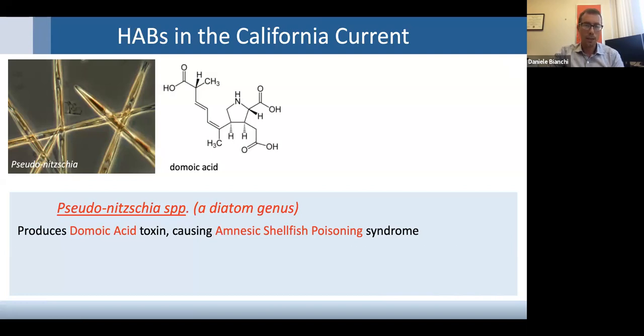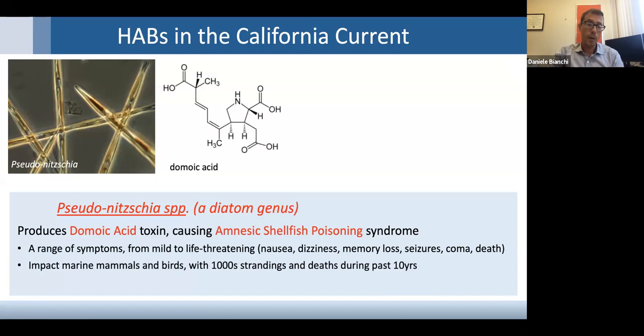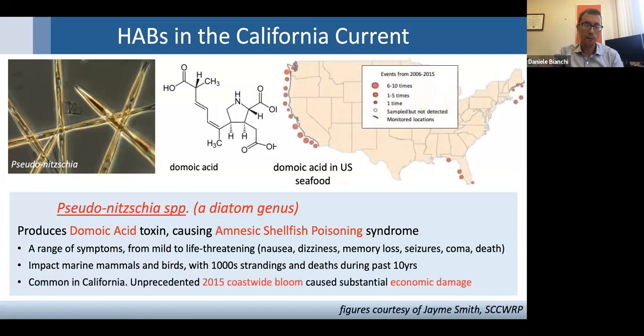This is a toxin that has serious health consequences with a range of symptoms that can be mild to life-threatening. It also has impact on the ecosystem and in particular marine mammals and birds with thousands of strandings that have been documented over the past 10 years and death of marine mammals. And finally, it is widespread in the United States and harmful algal blooms are documented and fairly common in California. In particular, you probably are familiar with the 2015 coastwide bloom that caused substantial economic damage.